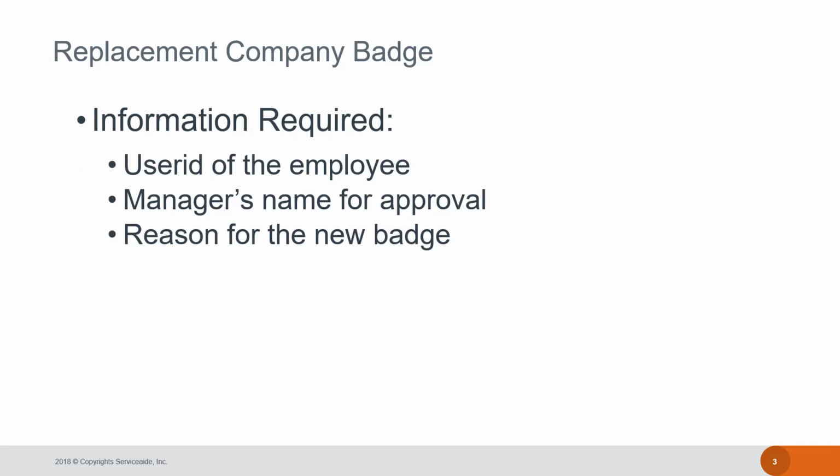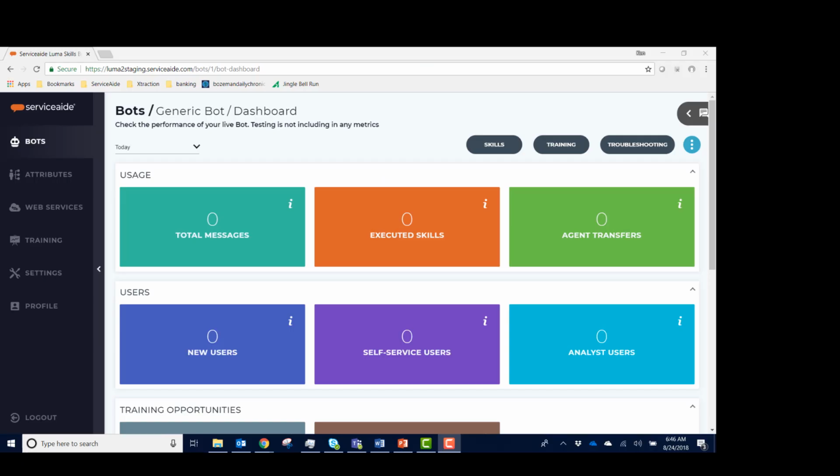The skill that we're going to create today will result in the creation of a request for a replacement company badge. We will prompt the user for the following information: the user ID of the employee the replacement badge will be created for, the manager's name for approval, and the reason the badge will need to be replaced. This will be presented as a list. Let's begin creating the building blocks necessary for this new skill.